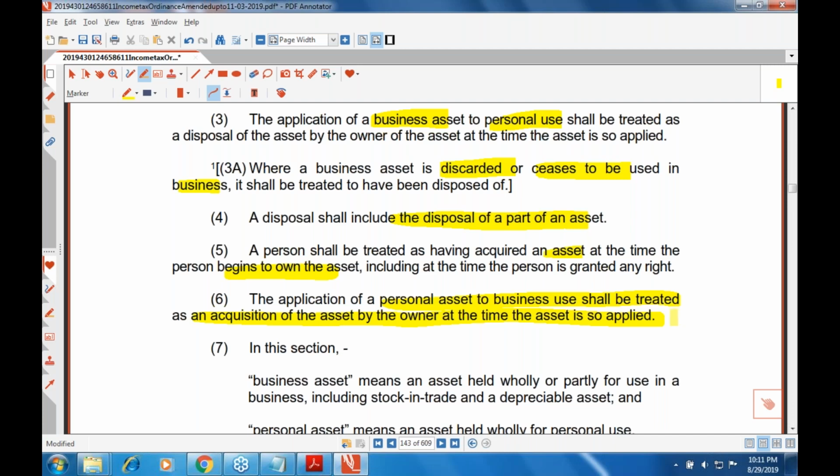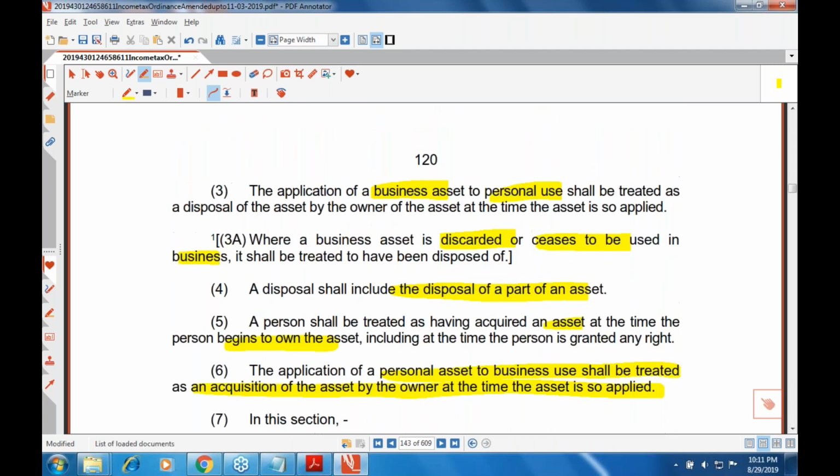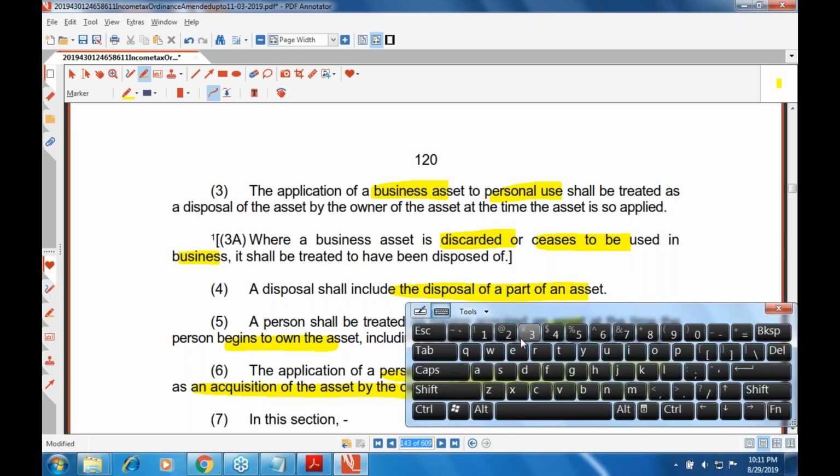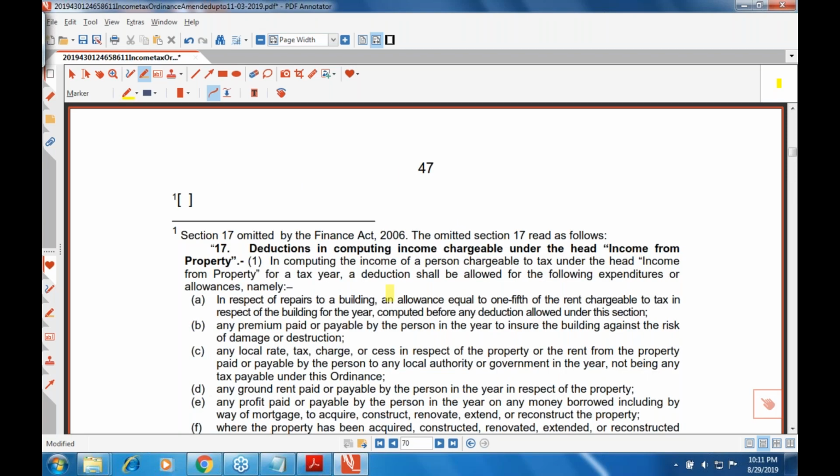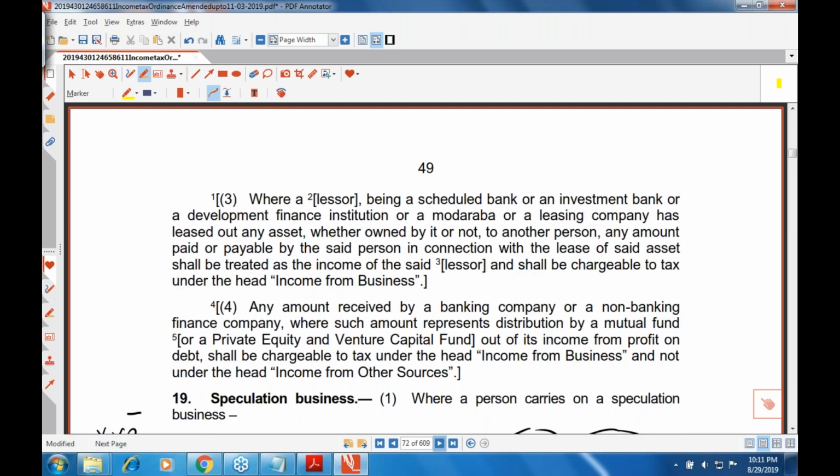Now let's try to understand. Up till now, you have understood the concept of capital gain. What exactly do you mean by capital gain? Capital gain is simply the gain on the disposal of a capital asset. That is what is considered to be a capital gain.